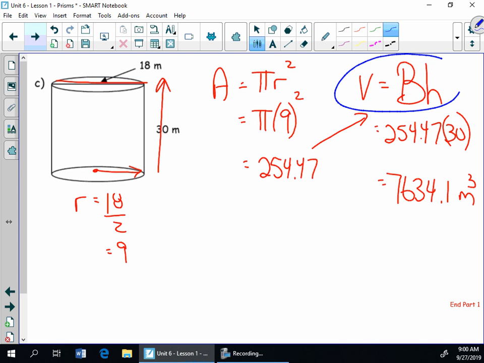Okay, so the same formula basically 3 times for volume, right? It's always this formula. The only difference is figuring out what the bottom of the shape is. In this case, it was a circle. And the only choices there are circles, squares, or triangles.